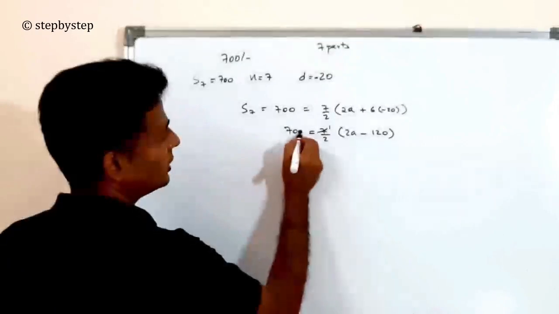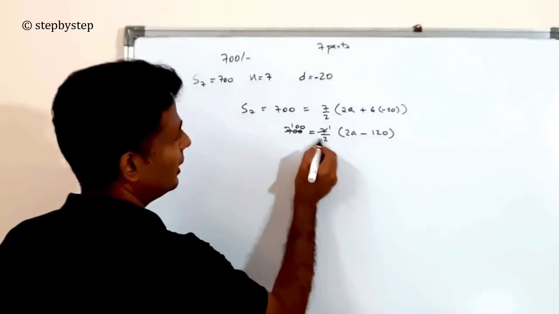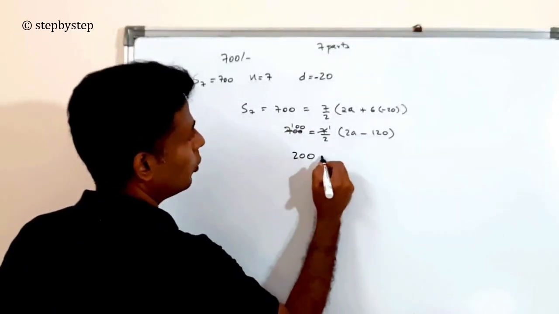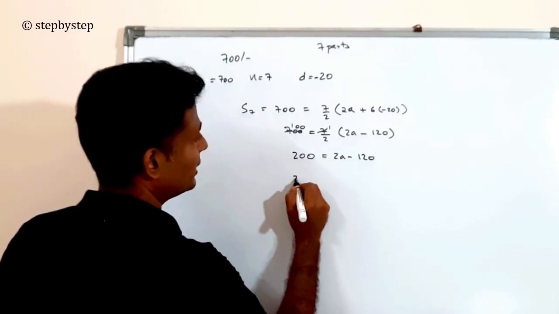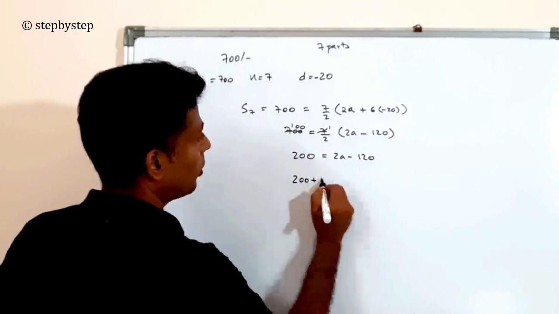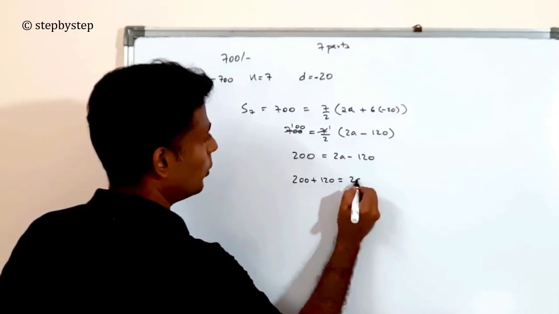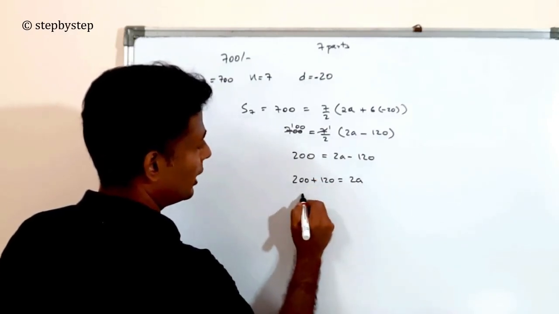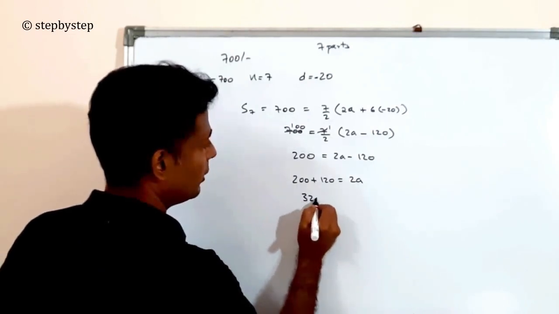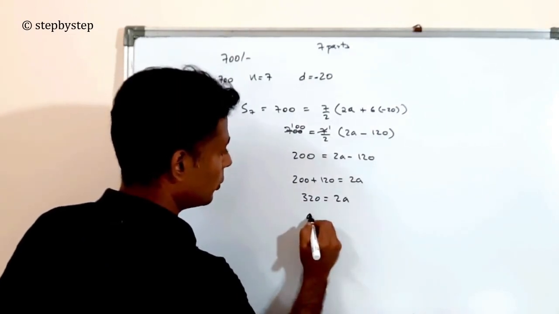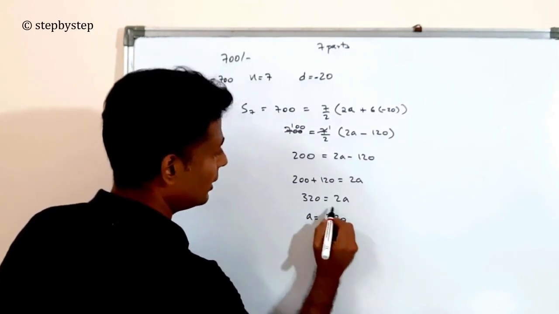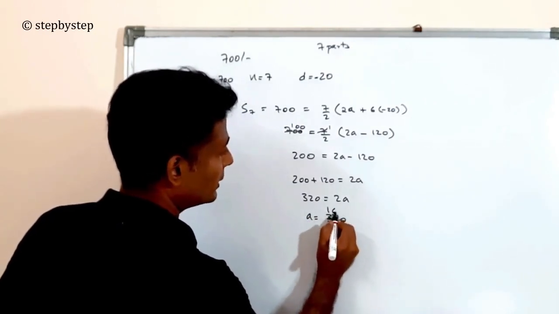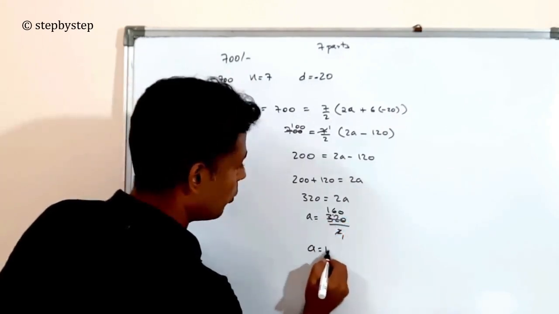7, when I transpose it, cancels; 7 ones are 7, 100 is what's left, and I'll take 2 to the other side. So 200 equal to 2A minus 120. I transpose this, so it becomes 200 plus 120 equal to 2A. So 200 plus 120 is 320 equal to 2A. So A is equal to 320 by 2, 2 ones are 2, so 160. So A equal to 160.